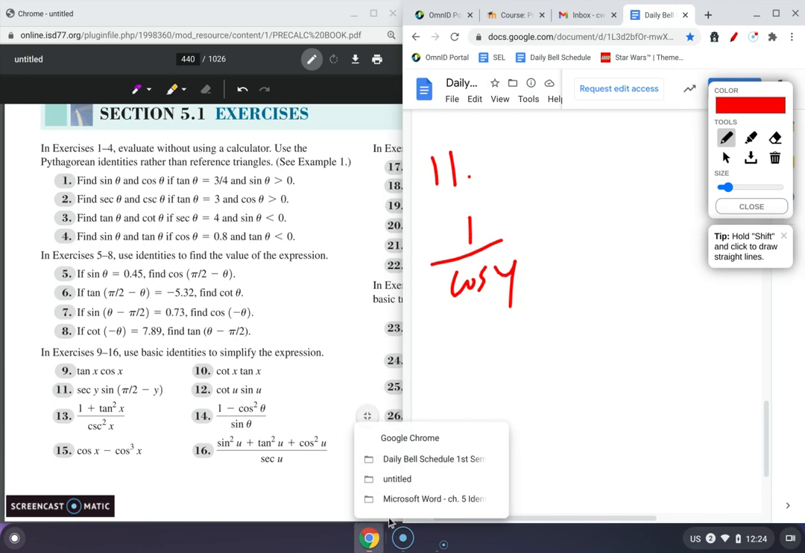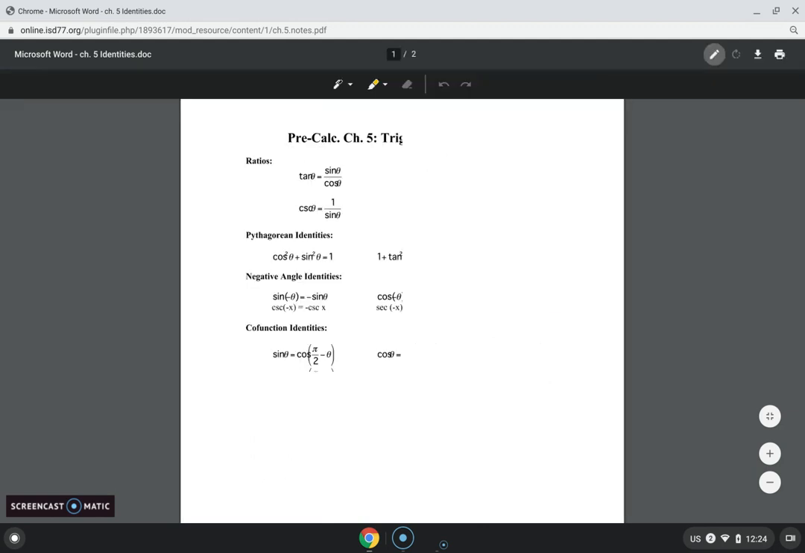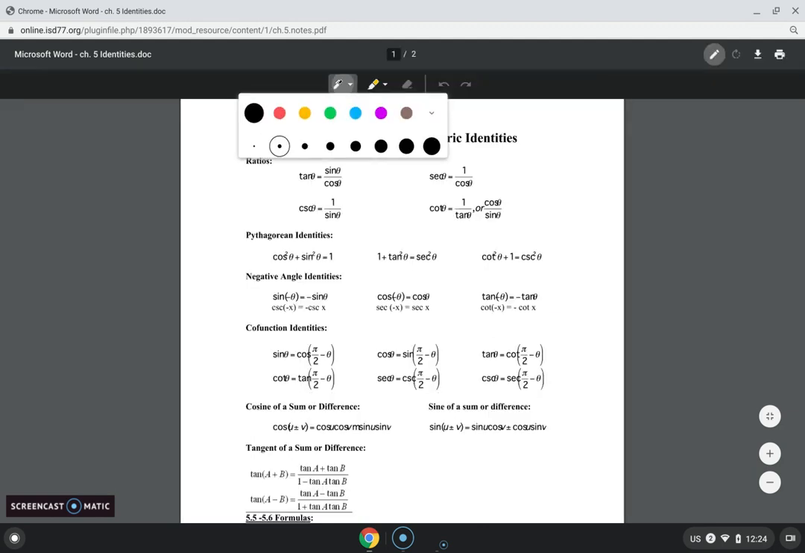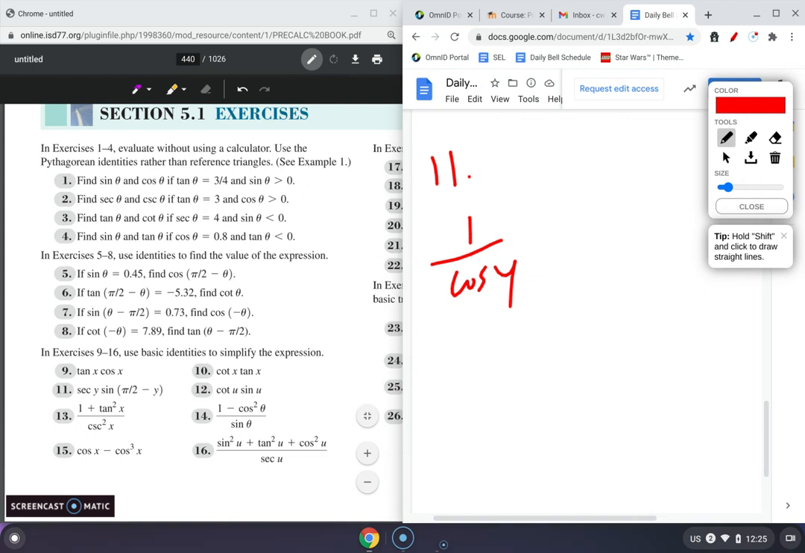So sine of pi over 2 minus y would be right down here. And we can see that sine of pi over 2 minus y is the same thing as cosine. That would be this one right here in the middle. Let me get my writing tool up here. That would be this guy right here, same thing. So we can replace that with cosine, so times cosine y. Well, that's going to cancel out, leave you with 1. So number 11 there would simplify down to 1.